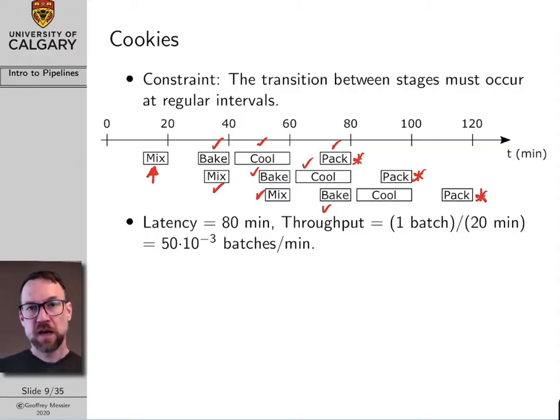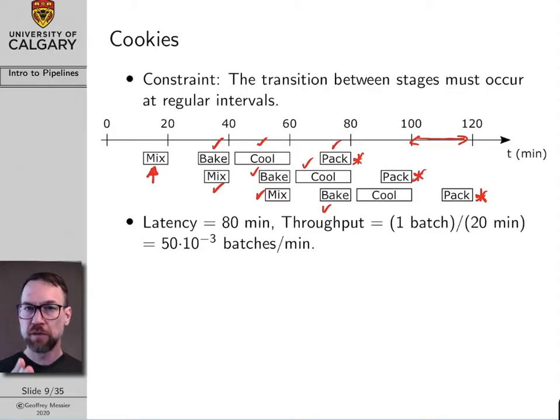Now, there are a couple of observations we can make here. First of all, the fact that our intervals are 20 minutes long is no accident. Our clock intervals are defined by the length of our longest stage or our longest operation. And in this example, that's cooling the cookies. Cooling the cookies takes 20 minutes. That's longer than any other stage.